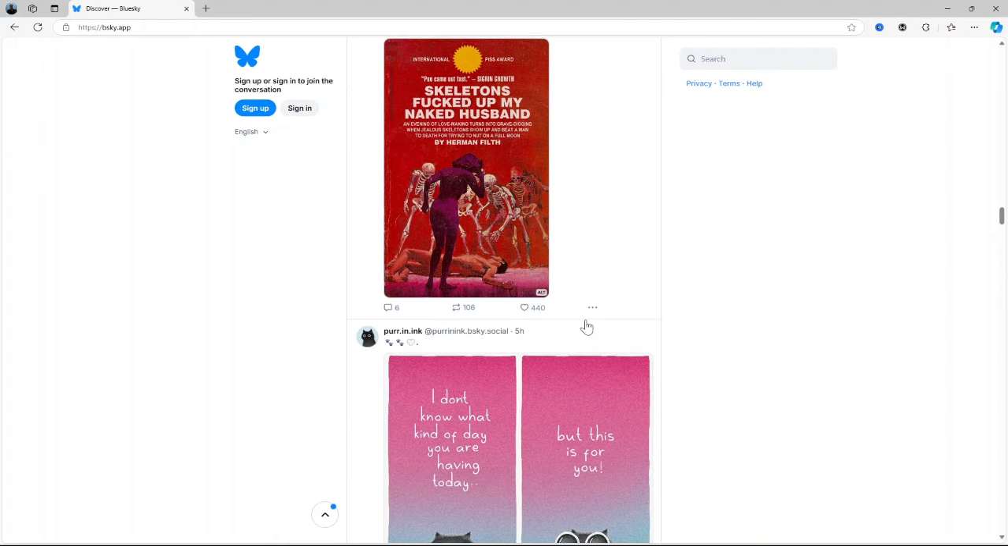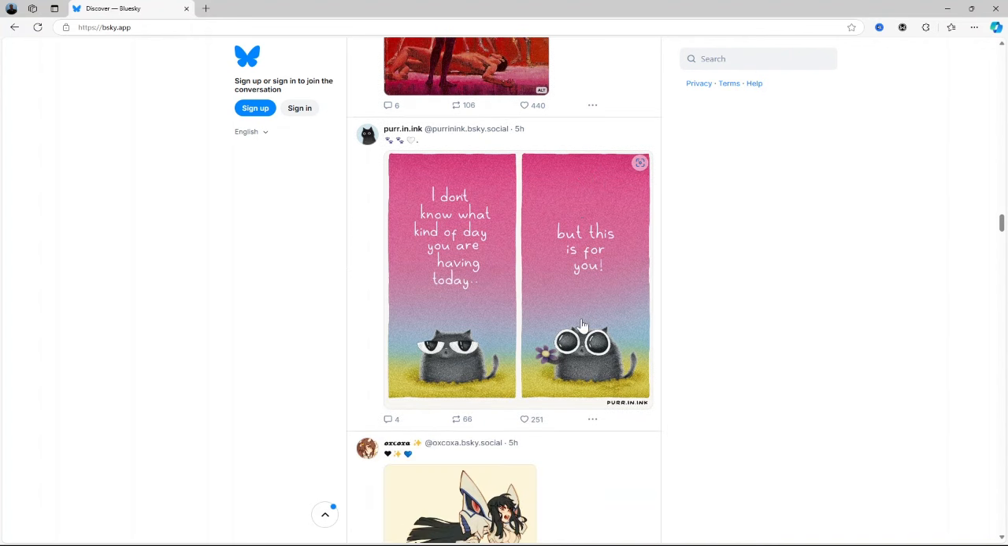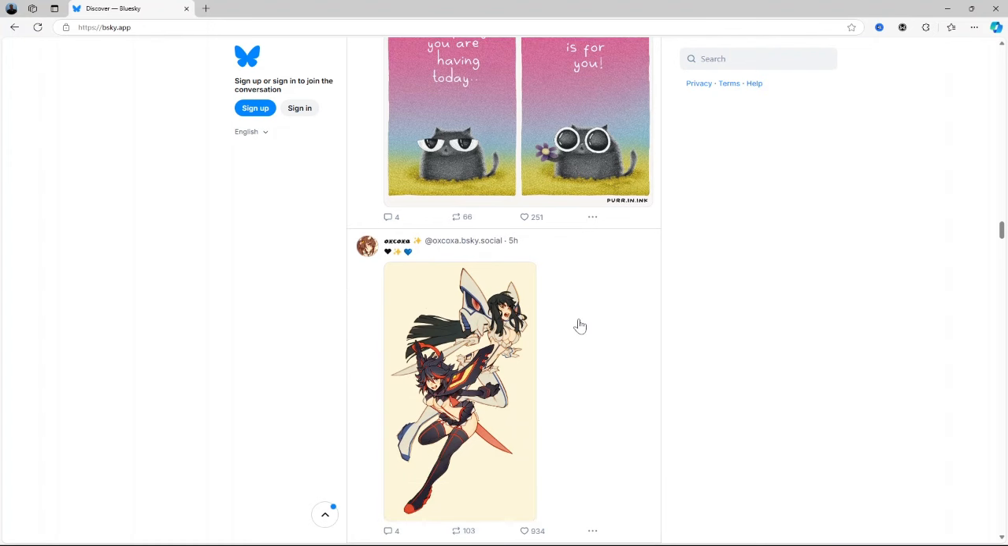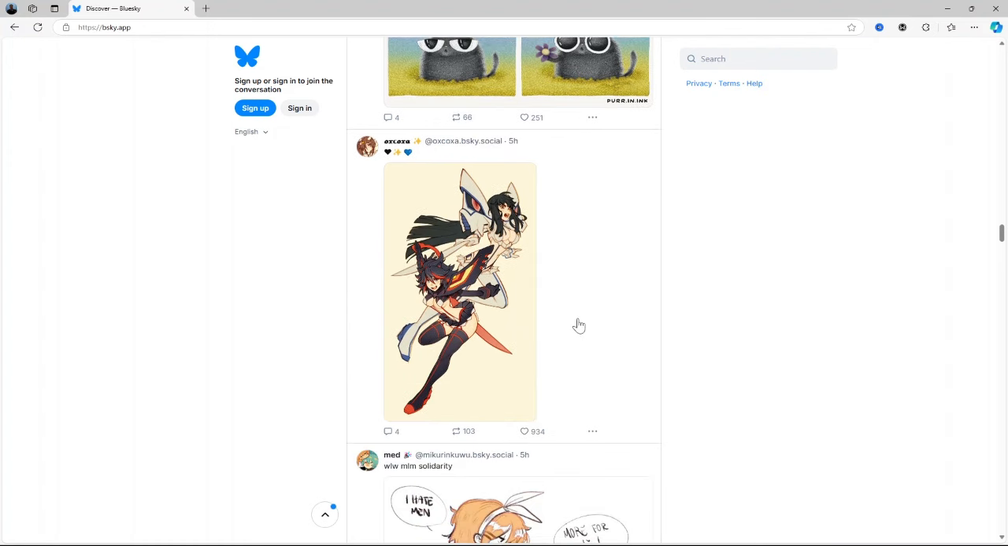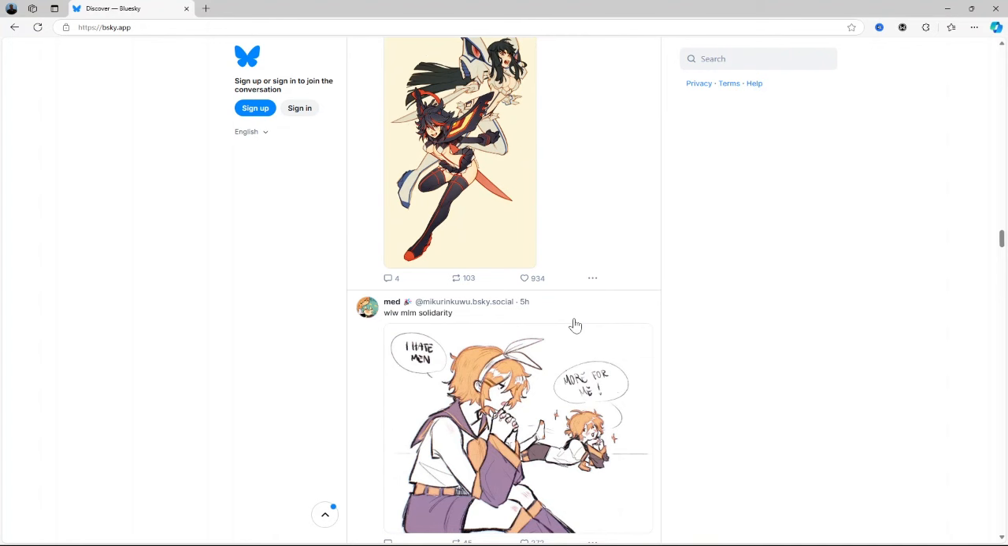Customizable algorithms. Tired of having content you didn't ask for shoved in your feed? Bluesky introduces the idea of algorithmic freedom, allowing users to pick and choose what they see based on custom filters and settings. You can tailor your experience the way you want it.